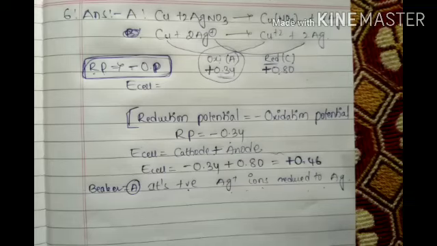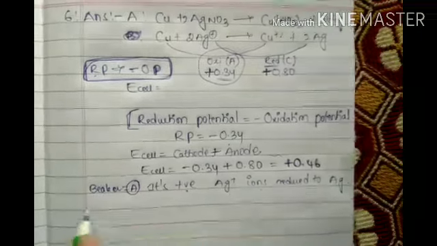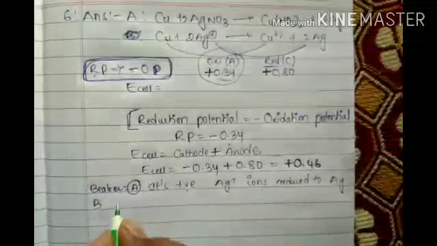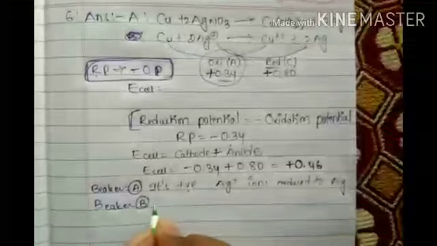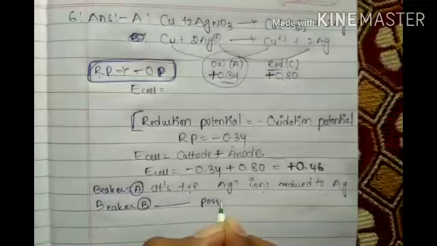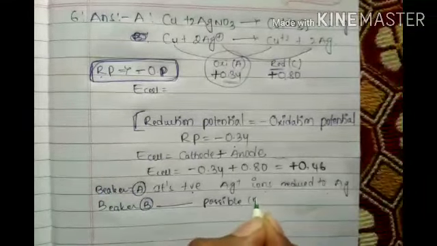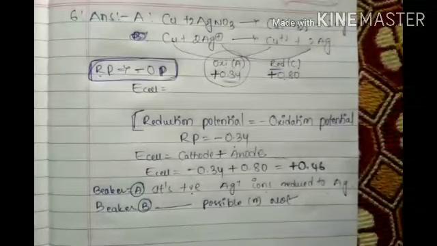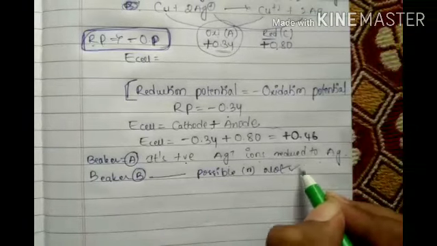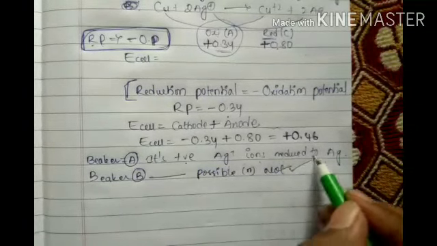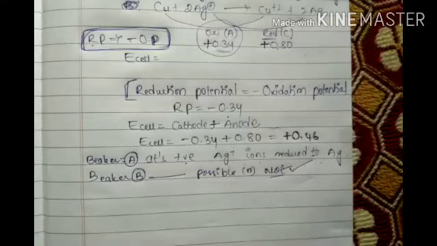In the sixth question, only copper is possible. In beaker A only it is reduced. In beaker B, is reduction possible or not? You do it, beaker B. Possible or not? You do it. Maximum not possible. Here possible, right? Here not possible.